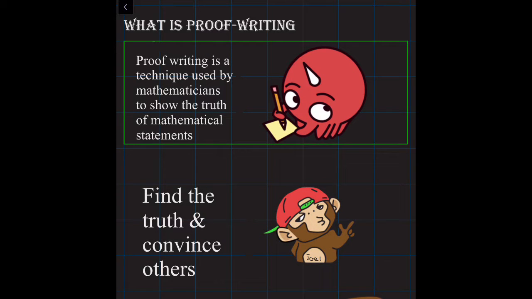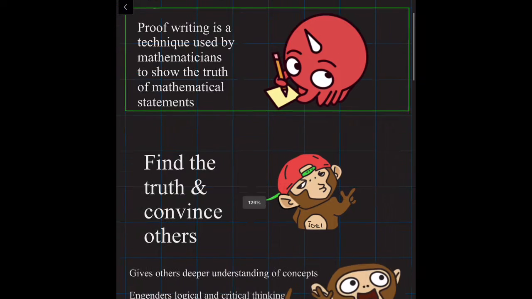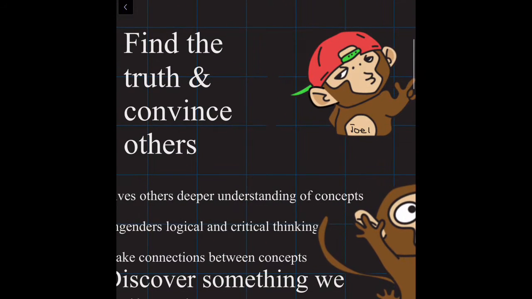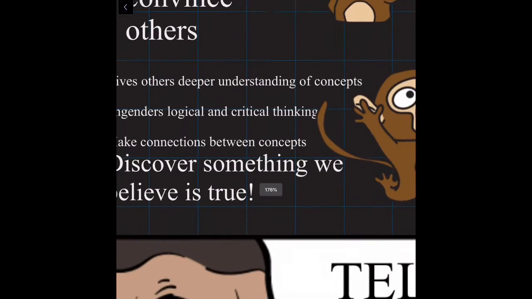Hello there. Today we're going to be talking about what is proofwriting. Basically, proofwriting is a way that mathematicians can talk to each other and explain how things work. So you can find the truth and convince your friends of what you think the problem or solution is.